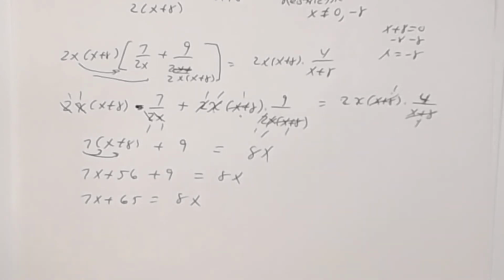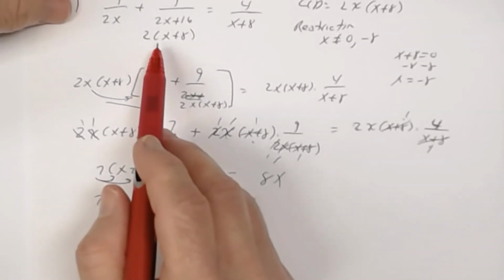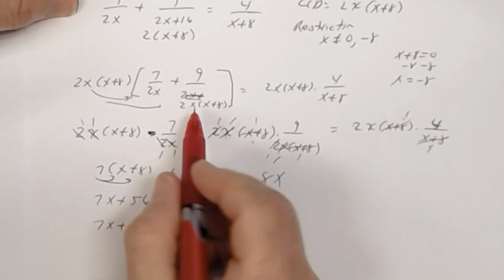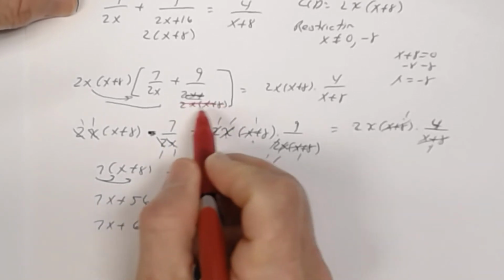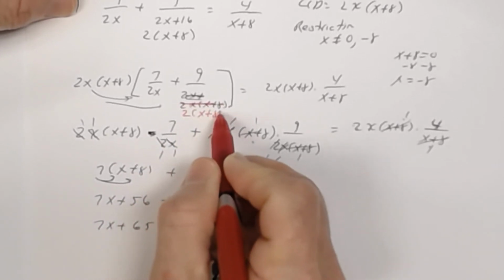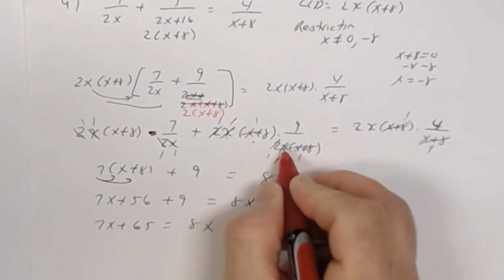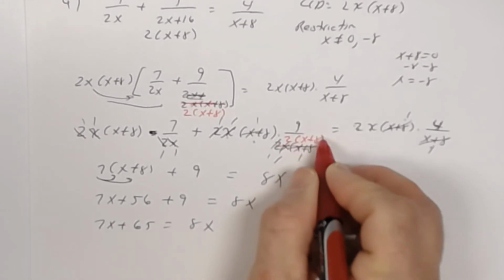Okay, so I just realized something. I did have an error here. You see where I have this right here is 2 times x plus 8? All right, so be careful. For some reason, I put an x here. This should be just 2 times x plus 8, okay? So I got to fix some stuff here. So that's going to be 2 times x plus 8, all right?